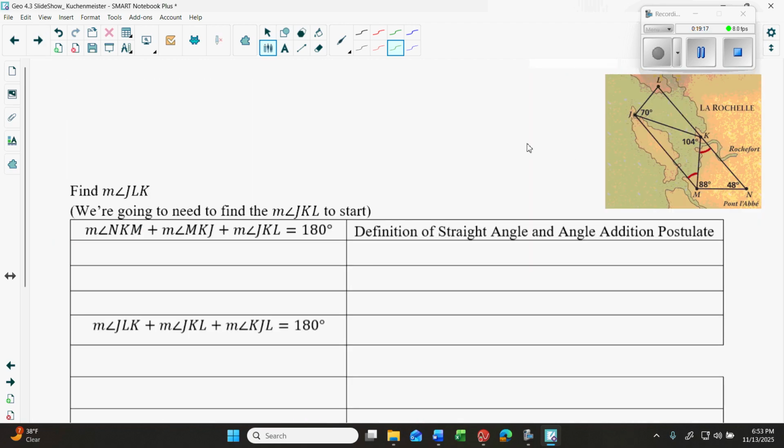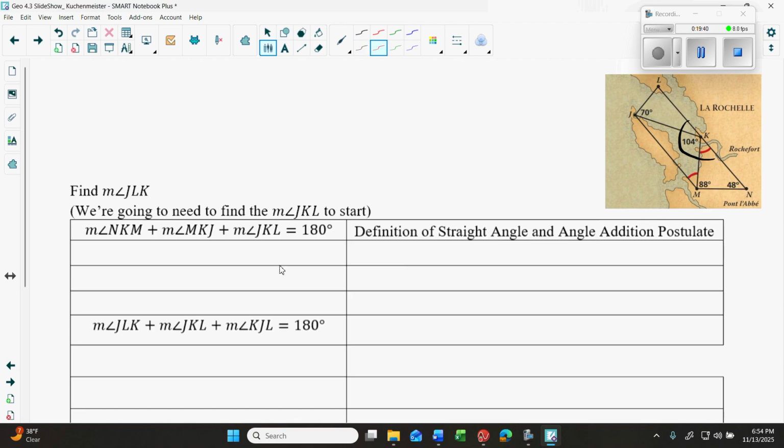So starting off here, we again have measure of NKM plus the measure of MKJ plus the measure of JKL equals 180. That's using the fact that, again, I'll show on this diagram that what you have here is a straight angle. So a straight angle is 180. So we combine two things into one step of a proof. We're at the point now where we can put multiple steps in here.